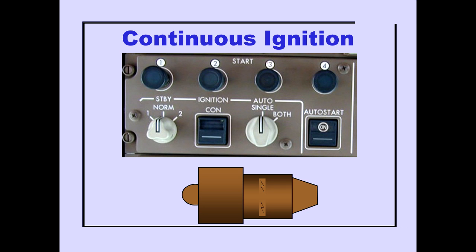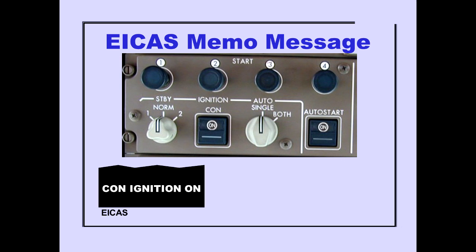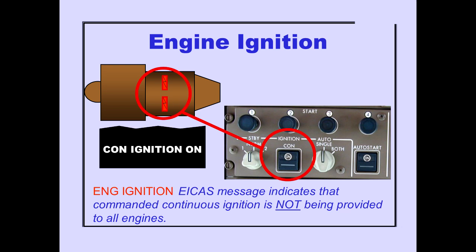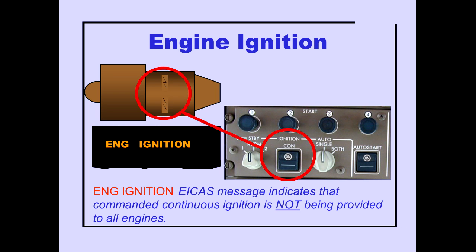Pushing the continuous ignition switch on continuously operates the igniter selected by the auto ignition selector. The EICAS Memo message, Continuous Ignition On, is displayed when the continuous ignition switch is on. The EICAS advisory message, Engine Ignition, is displayed if ignition is not provided to all engines when commanded by the continuous ignition switch. Display of the continuous ignition on message is inhibited.